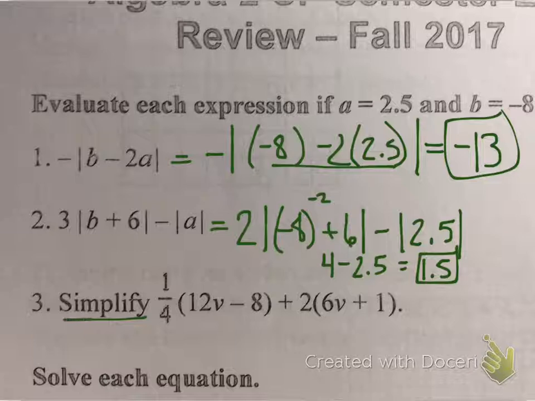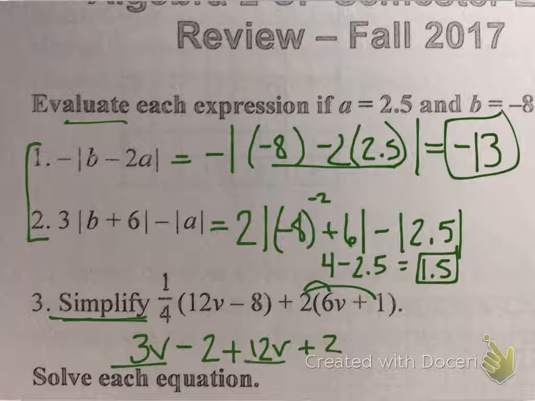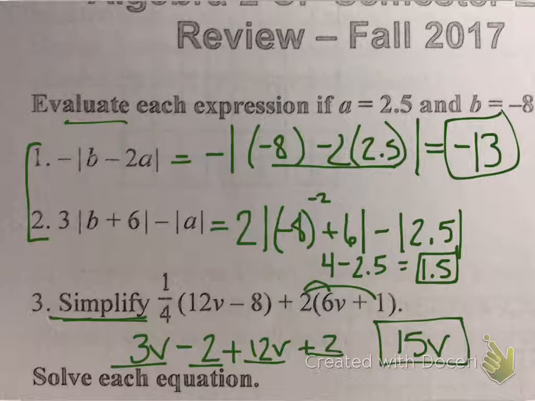Alright, so number 3 is a wee bit different. This one says simplify. So this one is separate from the first two. Those first two are the evaluate ones. So here I'm going to simplify. 1/4 means divide by 4. So 12 divided by 4 is 3v. 8 divided by 4 is 2. Drop the parentheses. And then I'm going to distribute here. 2 times 6 is 12v. 2 times 1 is 2. And combine like terms. 3 plus 12 is 15v. -2 plus 2 is 0. So my final answer is 15v. Not too difficult, fairly easy.